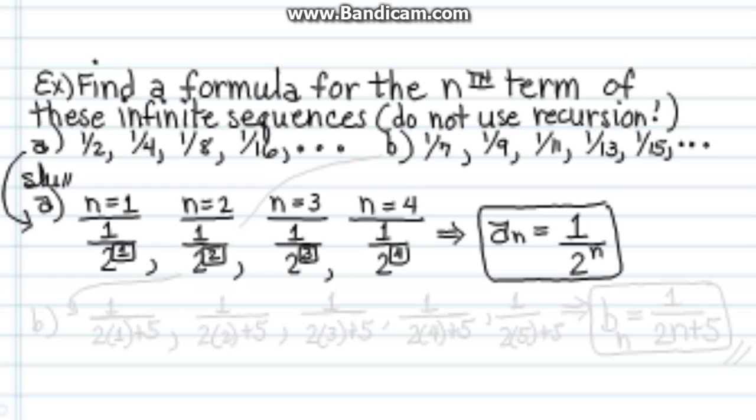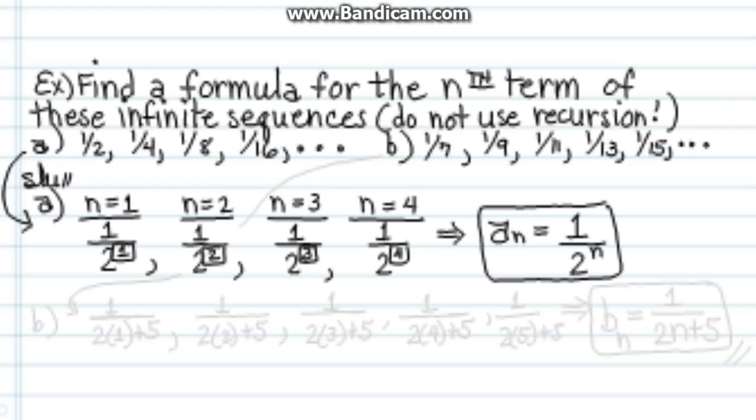Okay, let's look at the second list, part B. The terms in that list: the first term is 1/7, the second is 1/9, then 1/11, 1/13, 1/15. Now we're going to list these terms under the indices n equals 1, n equals 2, n equals 3, so we can look for a pattern. Now, 1/7, how does that relate to the index 1? Well, I can't really see it yet. How about 1/9?